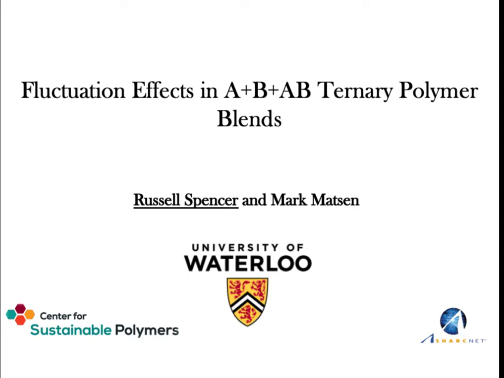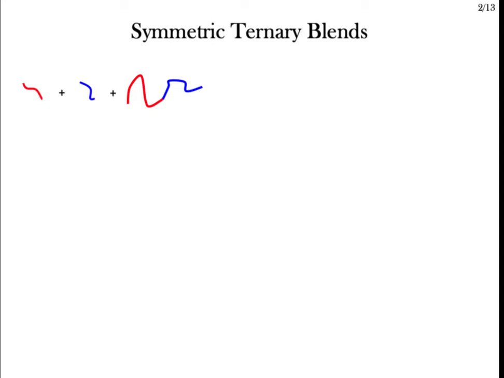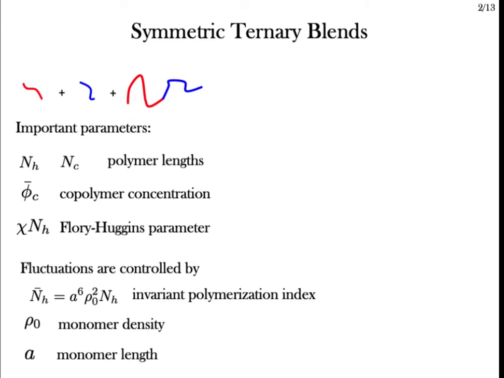The talk is entitled Fluctuation Effects in A plus B plus AB Ternary Polymer Blends, and this work was done in collaboration with Mark Matsen. This work examines symmetric ternary polymer blends consisting of A and B homopolymers as well as AB diblock copolymers. The important parameters in this model are the lengths of the polymers, N_H and N_C, as well as the copolymer concentration, phi_C, and the Flory-Huggins interaction parameter, chi N_H, which gives the strength of the A and B interaction.